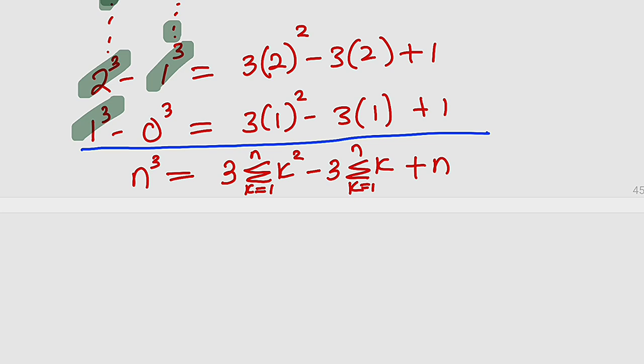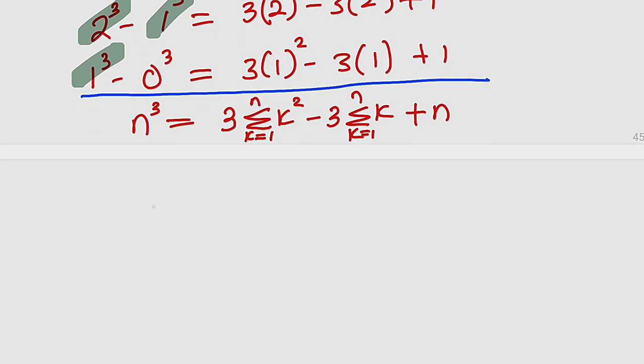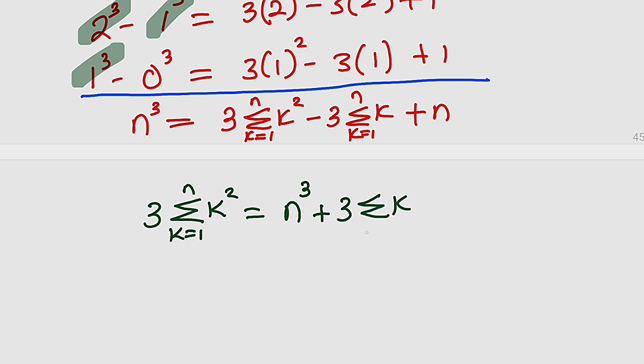Okay. Remember what we are looking for. We are looking for the summation of k squared from 1 to n. So we can make it the subject. So 3 multiplied by the summation of k squared from 1 to n would be equal to this. If you take this one to the other side, it becomes positive. So we have n to the power of 3 plus 3 multiplied by the summation of k from 1 to n. Then as this crosses over, it becomes negative n.